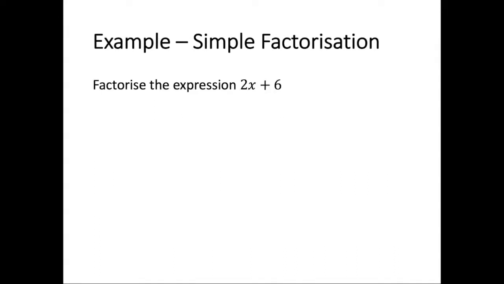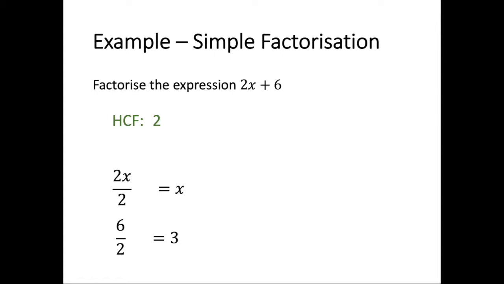So we want to factorize the expression 2x plus 6. To factorize this expression, we need to look for the highest common factor. The highest common factor between 2x and 6 is going to be 2. So 2 is the term that's on the outside of our brackets. Our first term of 2x, when we divide it by 2, is going to equal x because the 2's cancel each other out. And then the second term of 6, 6 divided by 2 is going to be 3.